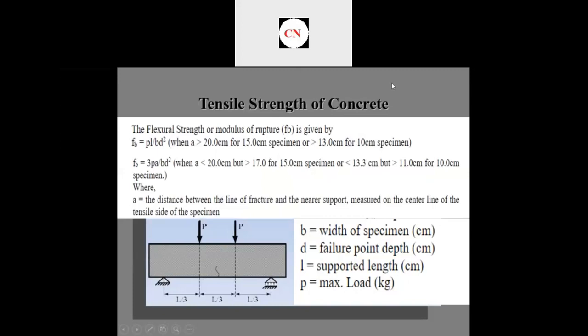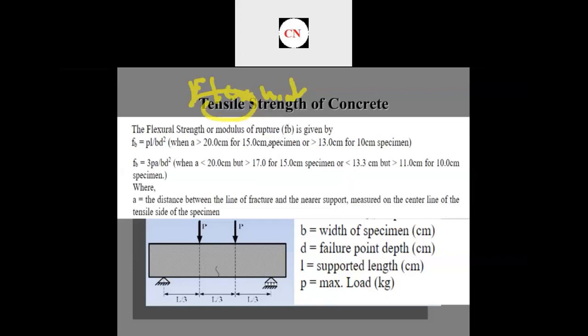Next comes flexural strength. So it is not tensile strength, it is flexural strength. So this is nothing but the flexural strength test on concrete.